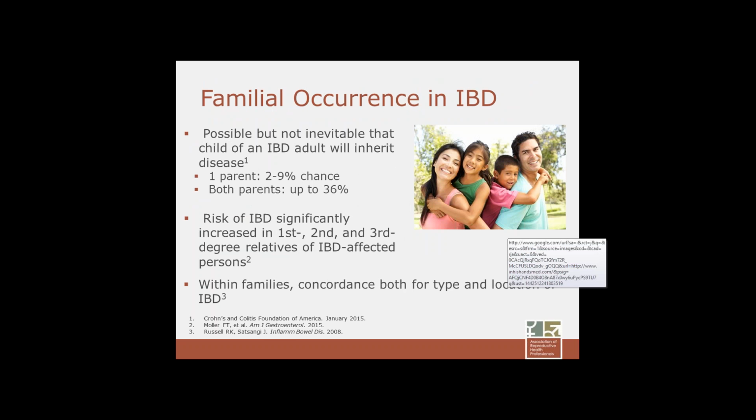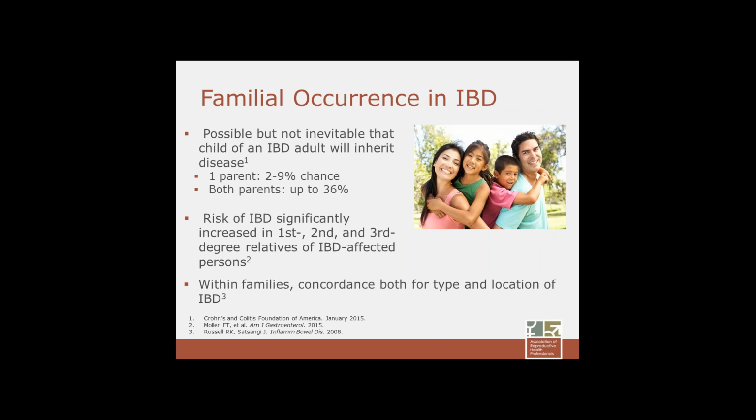All right. So people ask whether this is a genetic disorder, and it's not a genetic disorder in the true sense of what we consider genetic conditions, but there is a familial occurrence. It's possible, not inevitable, that a child of an IBD adult will inherit the disease. The upward risk is about 9%, but as low as 2% if one parent has it. If both parents have IBD, the risk is up to about a third. Again, this is not 100%, not even 50%. So women who are concerned about having children because they have the diagnosis certainly should not be overly concerned that they're going to, quote unquote, pass this along to their child.